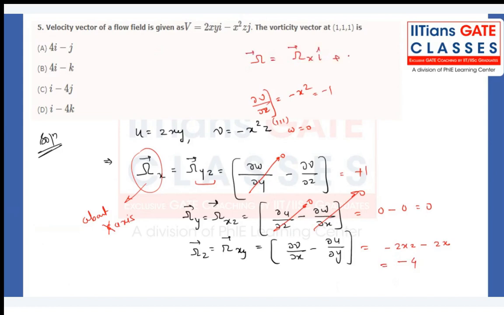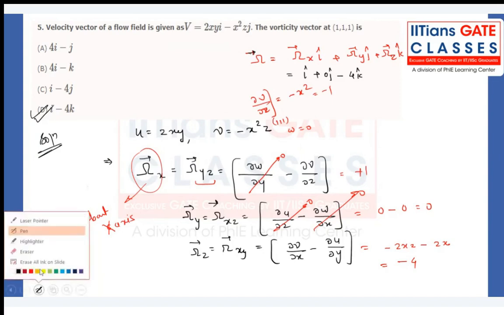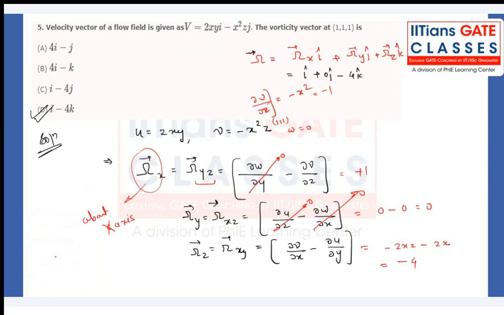So finally, what is the vorticity vector? Omega x i cap, omega y j cap plus omega z k cap. So what we can write further? 1 i cap plus 0 j cap minus 4 k cap. So D will be correct, right? So please guys, revise after my classes. Otherwise you will not be able to follow.